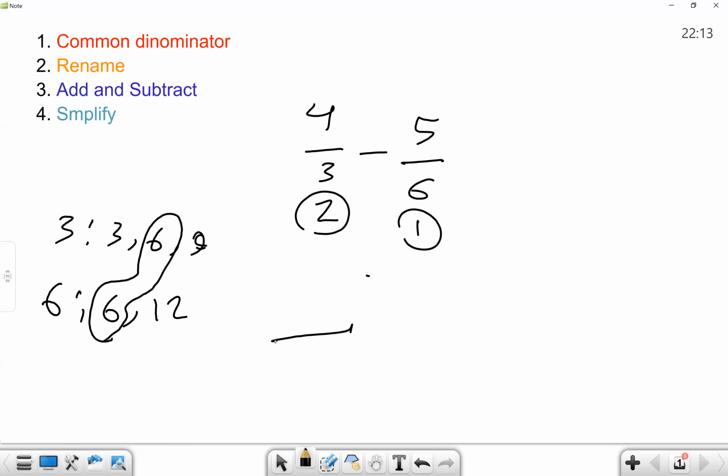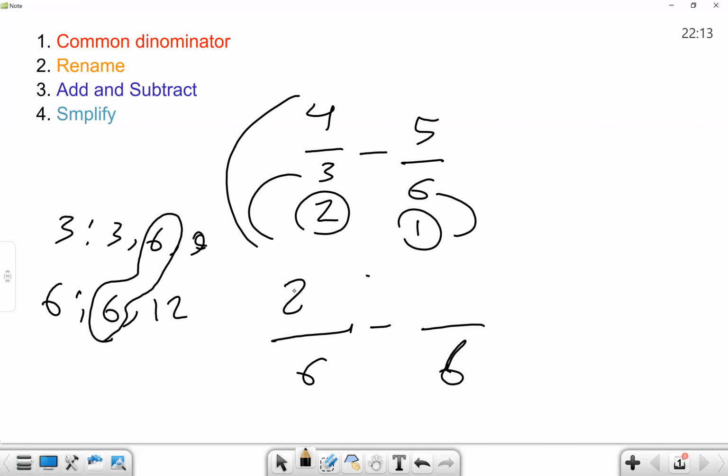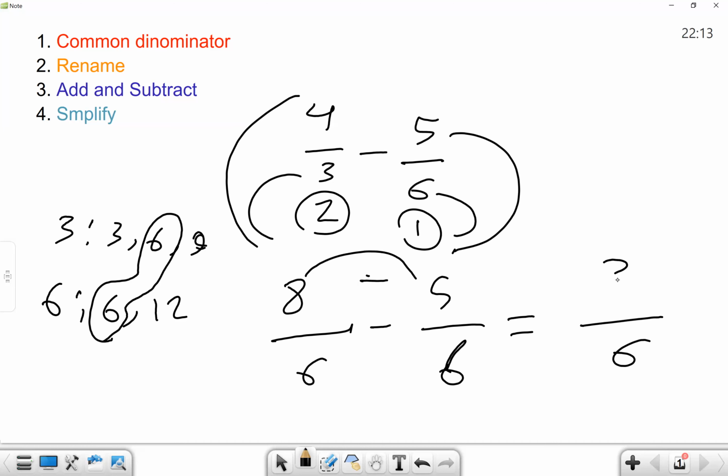And you're going to write down the denominator first. 2 times 3, 6, minus 1 times 6, 6. You see, you have the same denominator. And 2 times 4 equals 8. 1 times 5 equals 5. Now keep the denominator and subtract the numerators. 8 minus 5 equals 3.